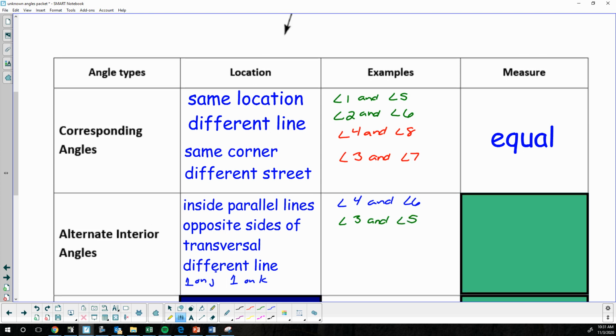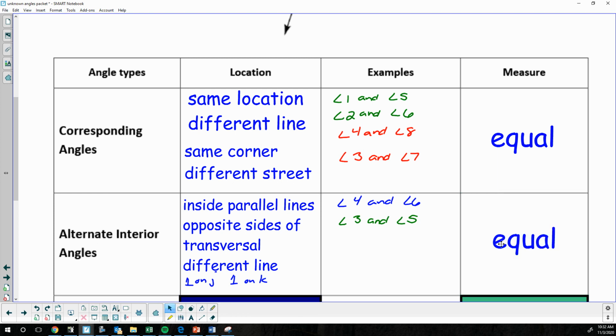All right, I'm double-checking that I read that correctly. Yep, angle 3 and angle 5. Okay, the relationship between alternate interior angles is that they are equal. So if we know the measure of angle 4, we know the measure of angle 6. If we know the measure of angle 3, we know the measure of angle 5.